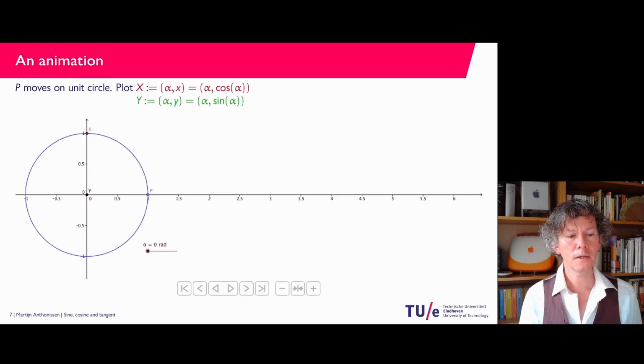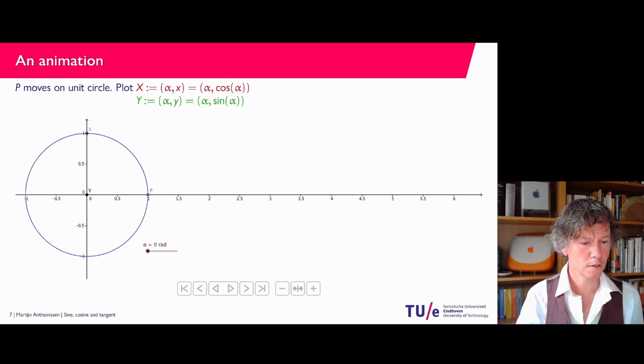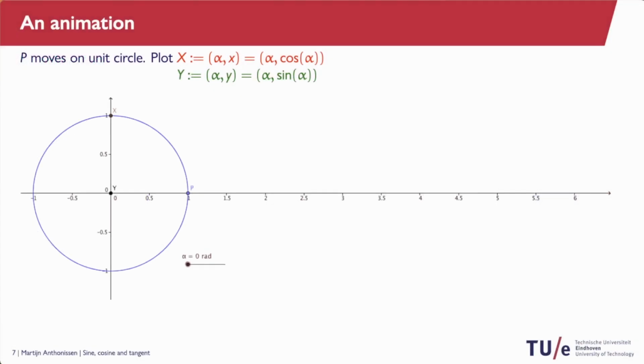So here is a little animation to show you how you can find the graphs of sine and cosine. Now let me make this full screen and start the animation. And what you will see, I have a point P here on the circle. It starts at x equals 1, y equals 0, so alpha equals 0. And alpha will run up to 2 pi here in radians. So P is going to move along the circle. And while P is moving along the circle, I am going to plot its x and its y coordinates. So let's start the animation here.